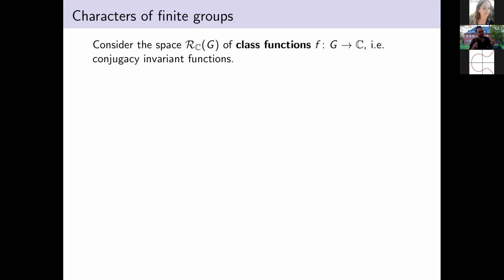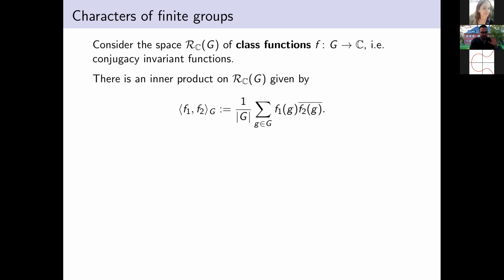Well, it turns out this thing forms a complex vector space on which there's a natural inner product given by this expression, which I like to think about in the following terms. I want to think about each function as being just the list of the values for each element of the group. And then what this inner product is doing is basically just taking the dot product of these two lists of numbers, tabulated horizontally, the way I'm setting this up.